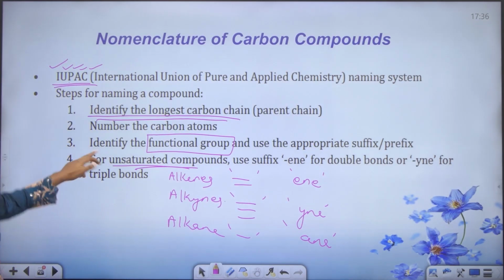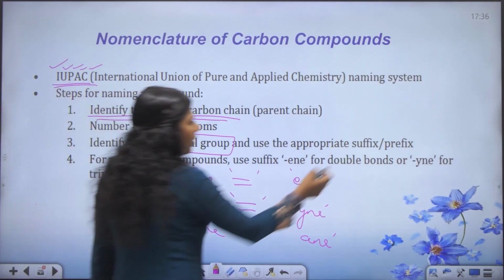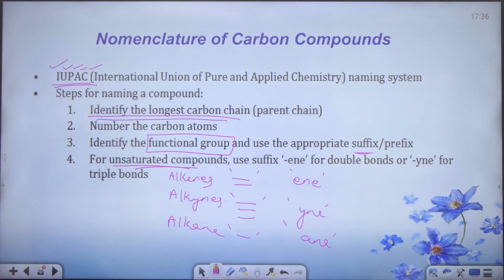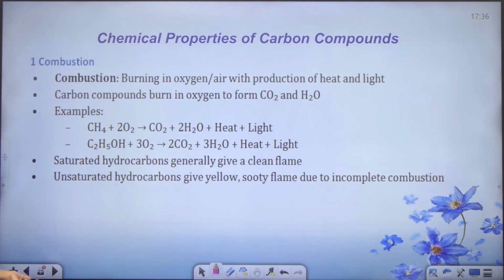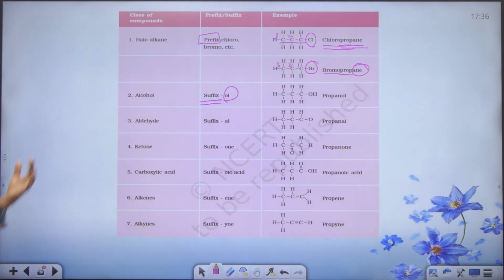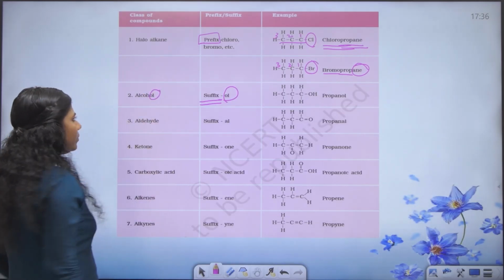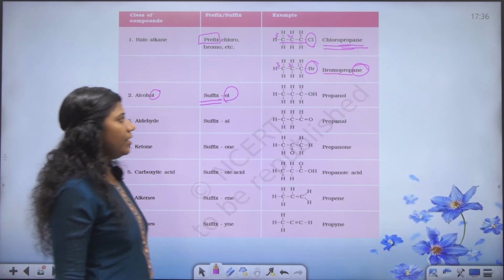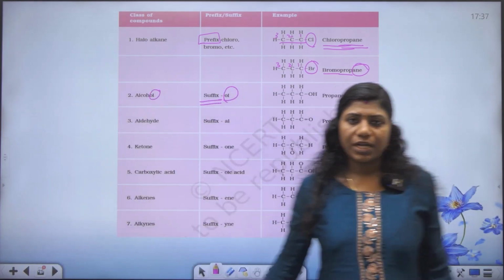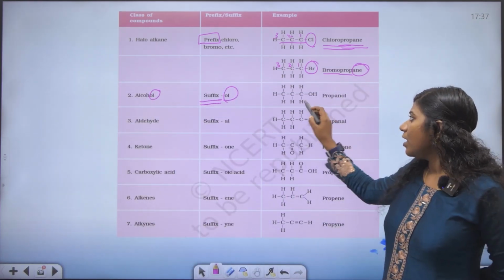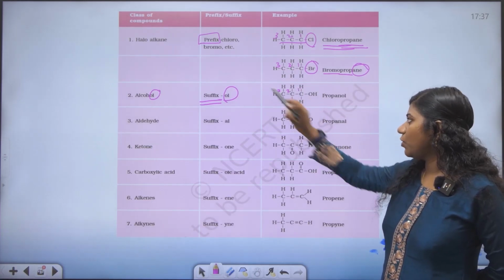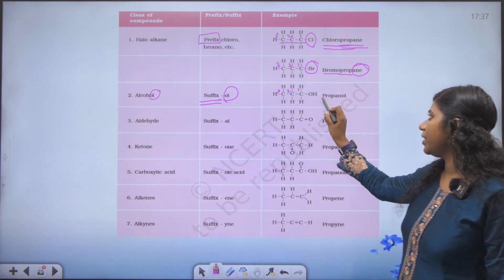Here we already discussed: identify the functional group and use the appropriate suffix or prefix. Chlorine or bromine, halo compounds, are used as prefix. But alcohol, aldehyde, ketone, carboxylic acid, alkanes are used as suffix. Alcohol name ends with -ol, use the suffix -ol. First step, find the longest carbon chain and count the number of carbon atoms. 1, 2, 3. Total 3 carbon atoms. That means the word root is prop.